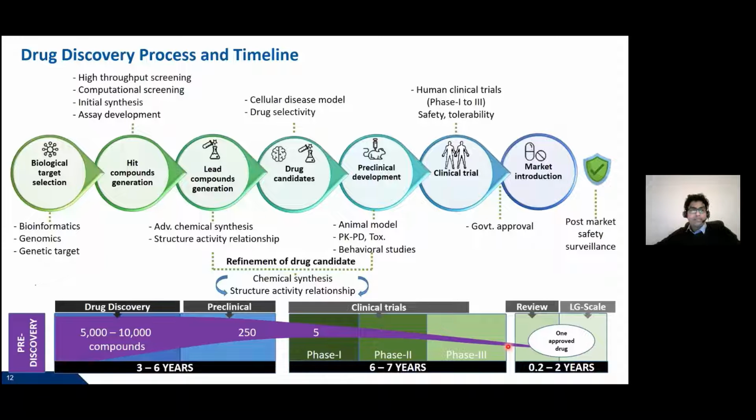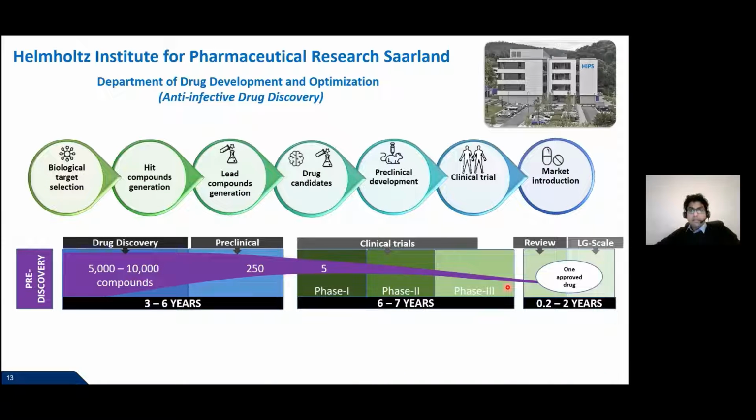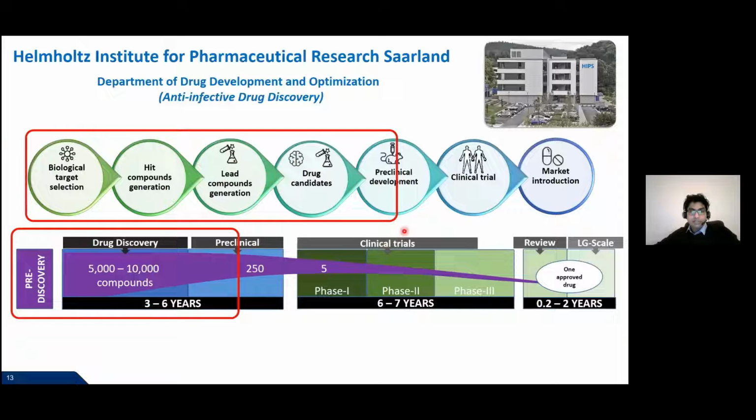So I hope that this covers how the drug discovery process works. And for many of you, this is information which you never received before. But let's go to what we do in my institute. I'm working, as I told you, in the Department of Drug Development and Optimization. So we focus on this part of the drug discovery process.